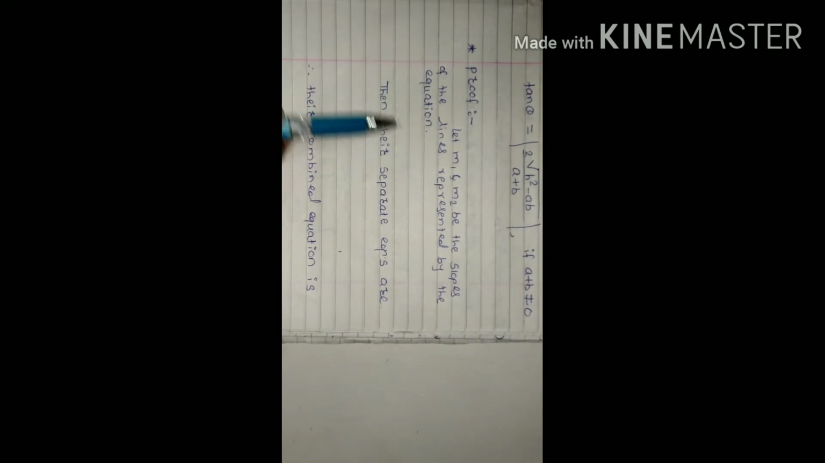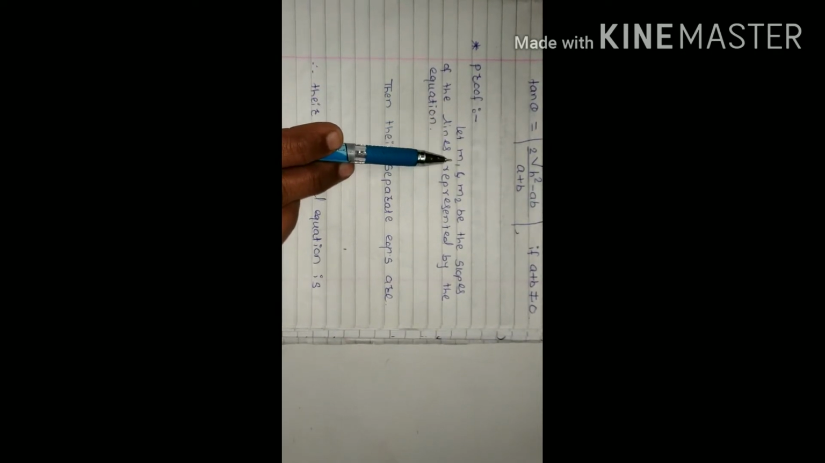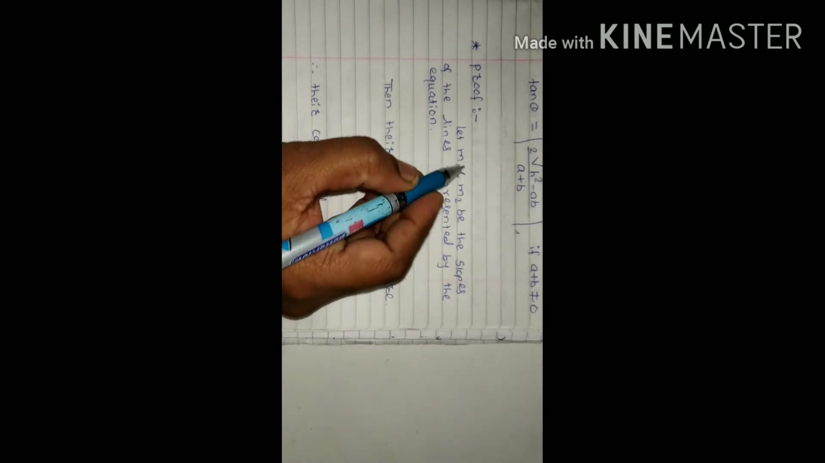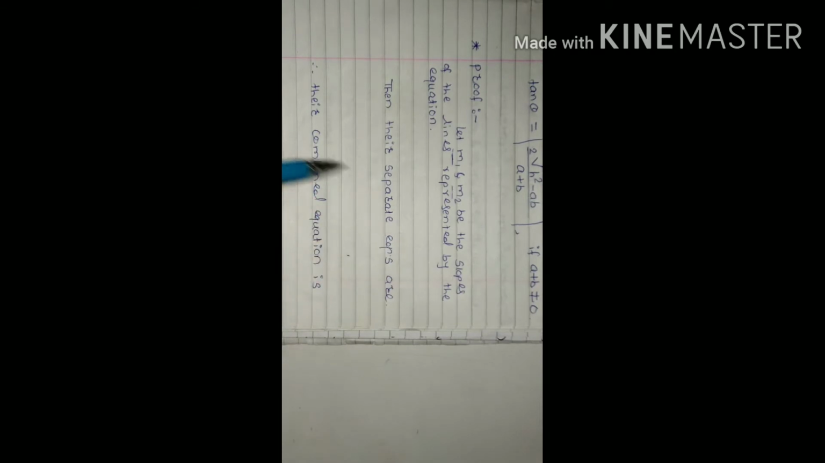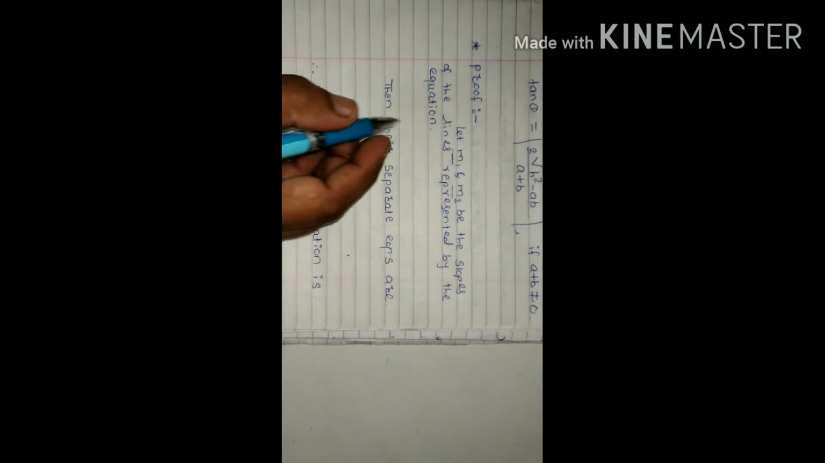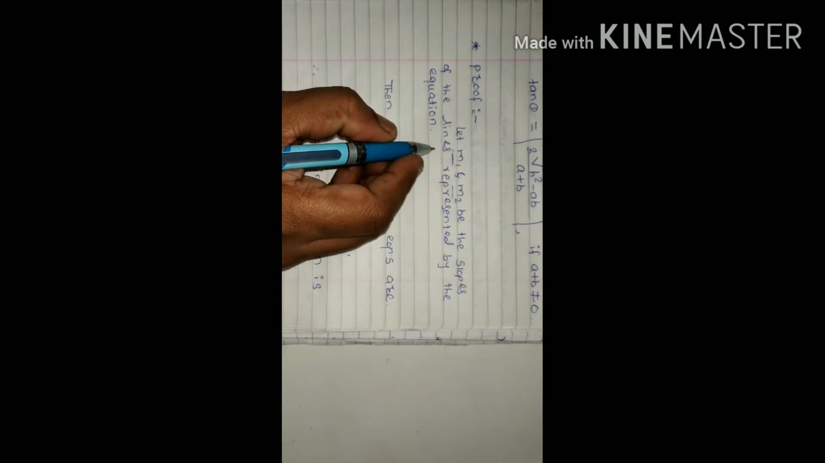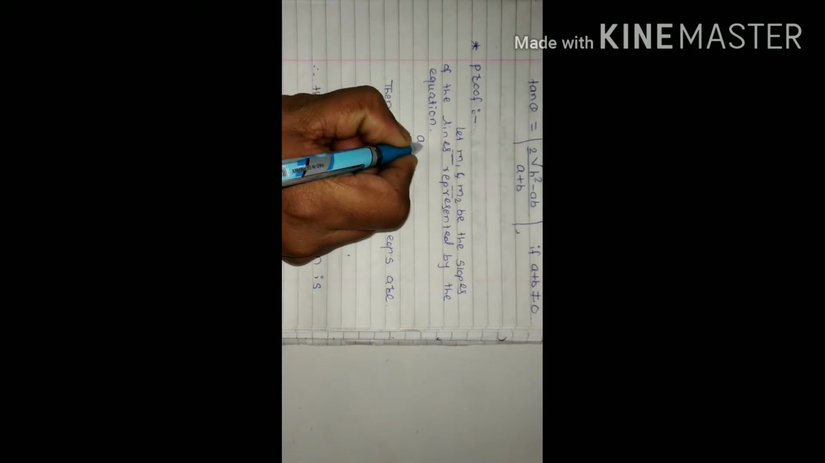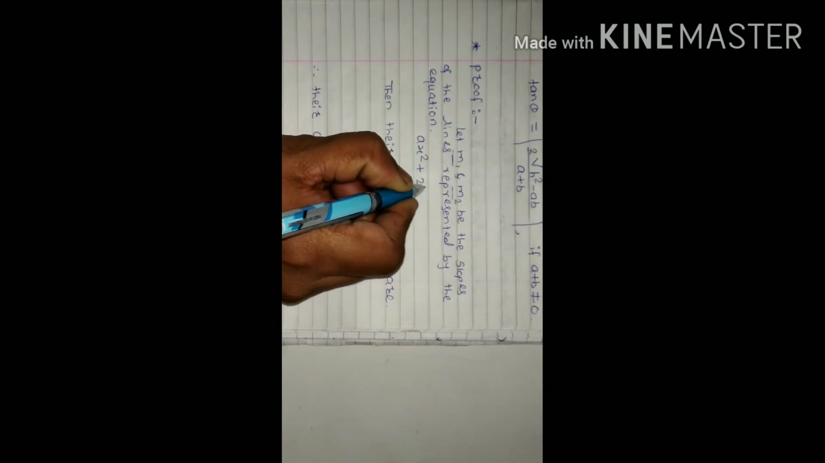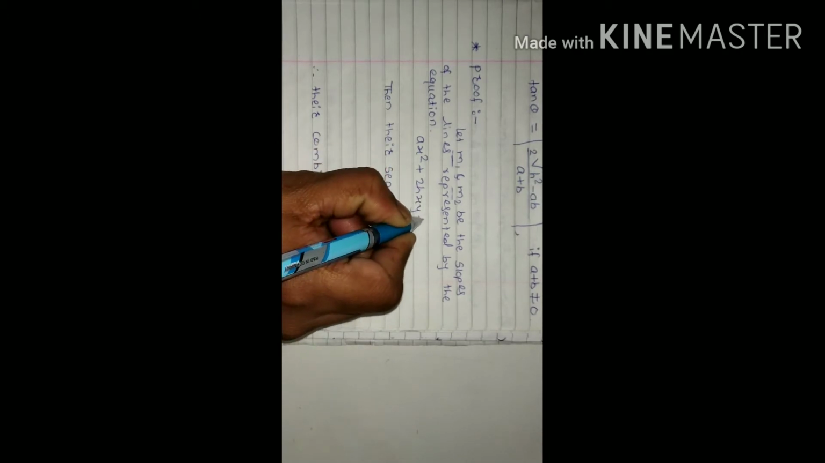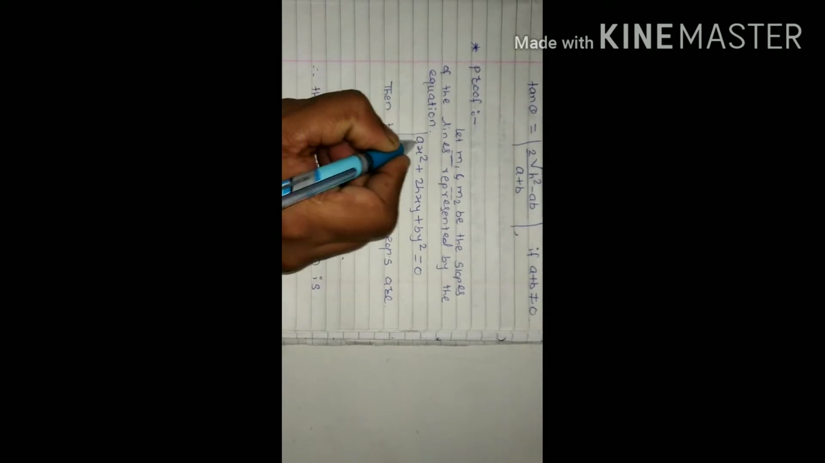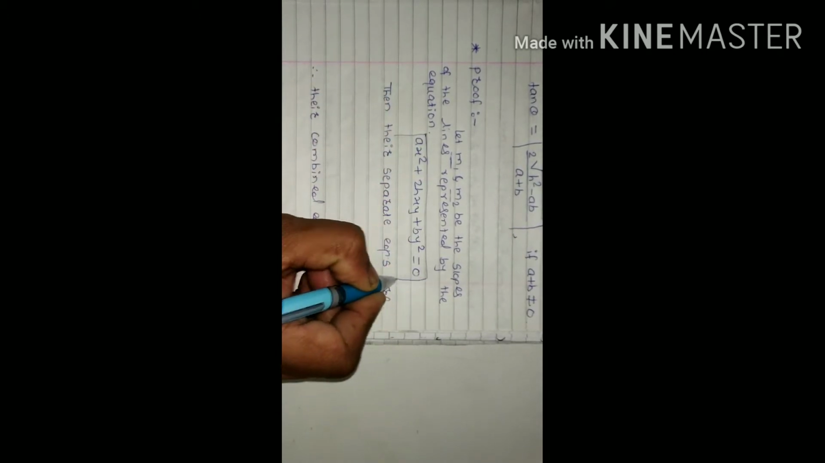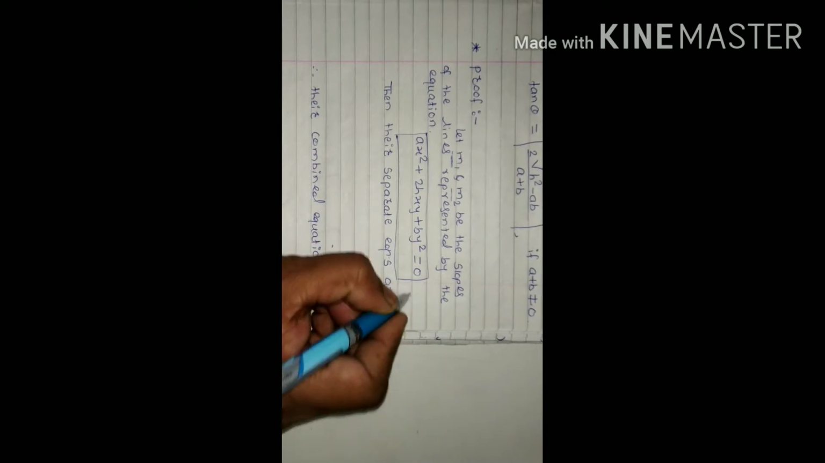Proof of the above theorem. Let m1 and m2 be the slopes of the two lines represented by the equation ax square plus 2hxy plus by square is equal to 0. We will call this equation number 1.